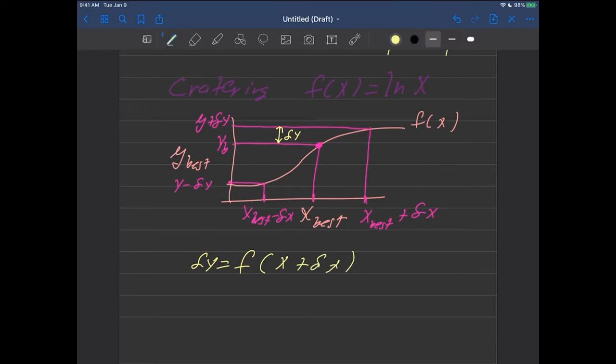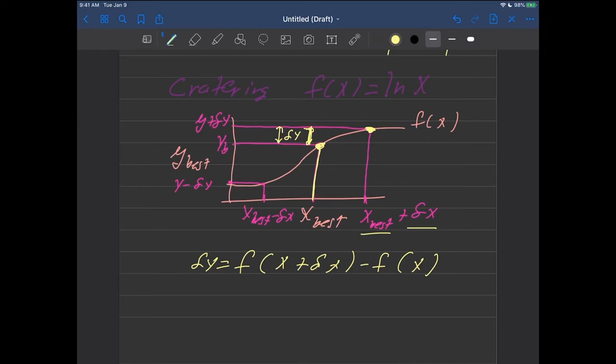X plus delta x, so you're going way over to here. This is the function evaluated at x plus delta x. And then this point right here, you just subtract and you get f at just x, right? So you're just evaluating at this point right here. So really delta y, as I've drawn by the yellow arrow here, is just the difference between the function evaluated at x plus delta x and the function just evaluated at x, right? This vertical distance right in here. So that's what I've written.